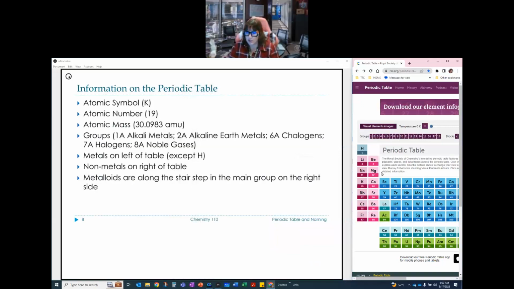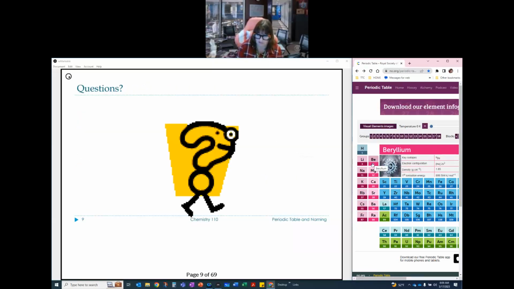There are other things that are sometimes shown. You'll see that this one has an electron configuration. It'll tell you the key isotopes, density, first ionization energies, things like that. Those are not always present on these tables, but they are things that we can typically look up if we need them. Okay? So, questions about that?